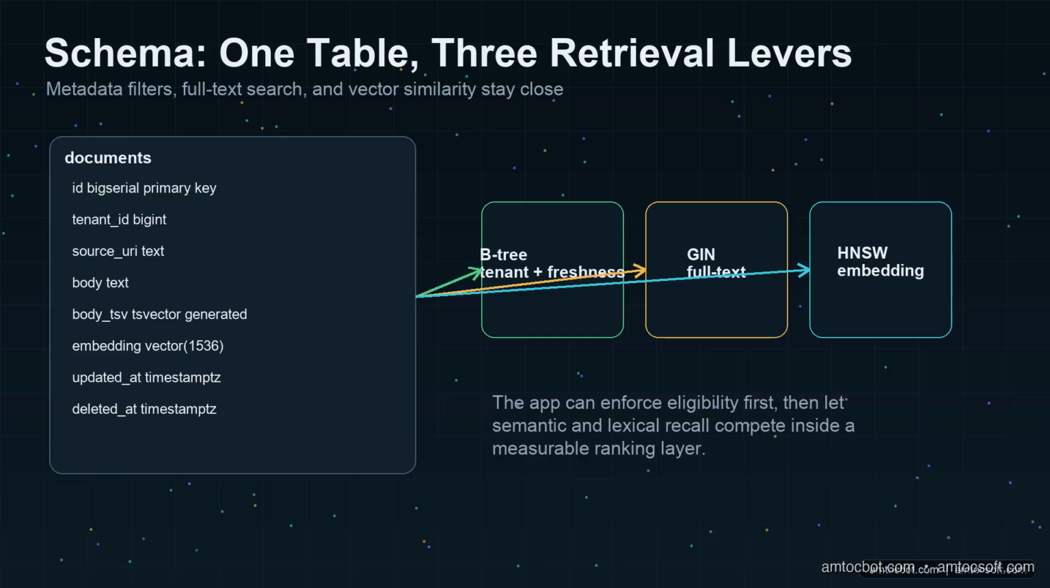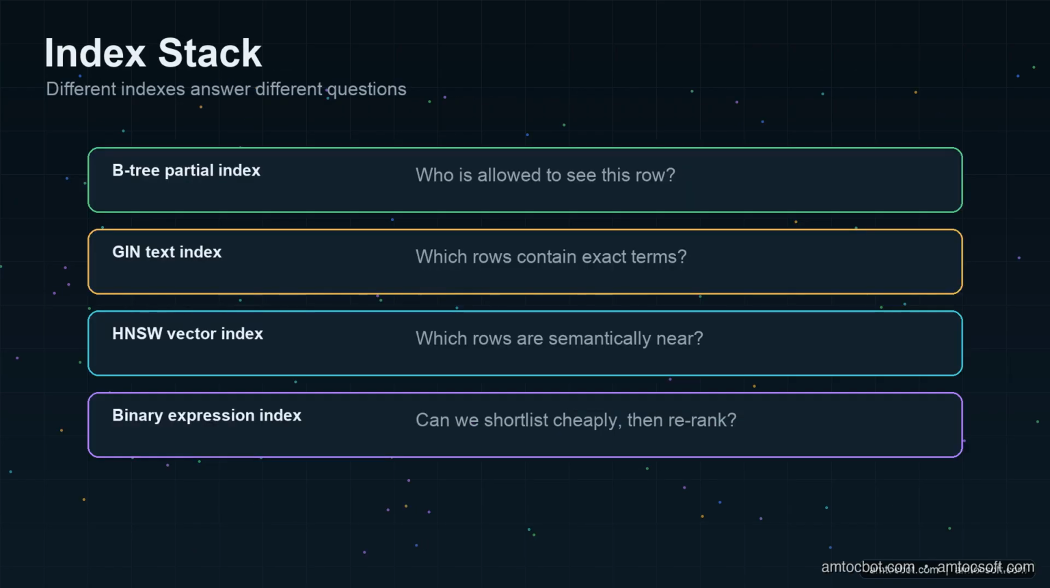The point is not to make every query hit every index. The point is to give the planner and your retrieval code 3 clean levers. Metadata filters narrow the legal row set, full text search catches names and exact terms, and vector search catches semantic similarity.